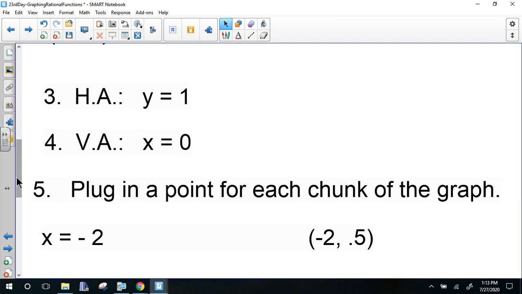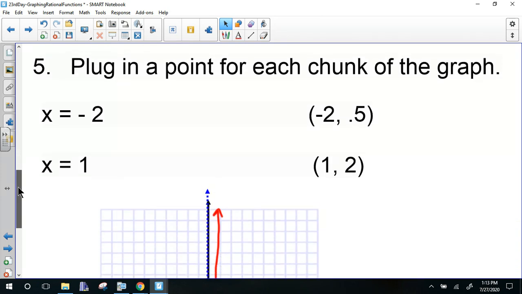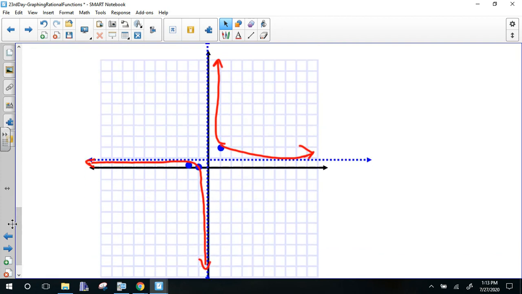Then you want to plug in a point for each chunk of the graph. So drawing your asymptotes, putting in your intercepts, and then finding another point. Okay, the dashed blue lines are my asymptotes. Excuse me, going too fast here. Here's an intercept. Okay, then I just found a couple more points and drew in my graph. You, of course, can graph it on Desmos or a graphing calculator.